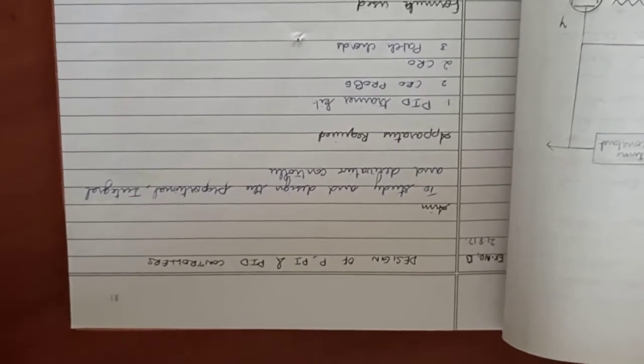Good morning students. This is our second experiment regarding design of P, PI and PID controllers. The basic aim of this experiment is to design and study the properties of proportional, integral and derivative controllers, what you have studied in control systems as compensators.